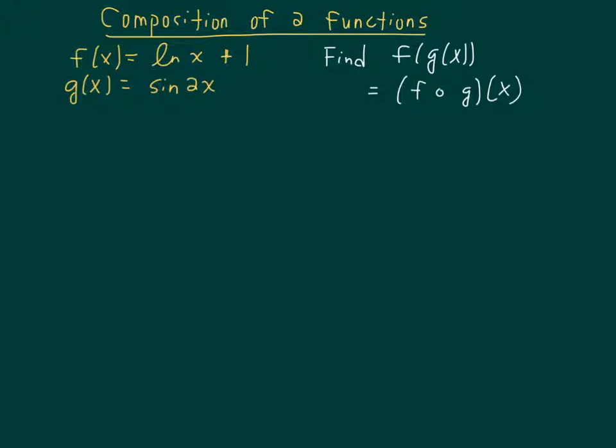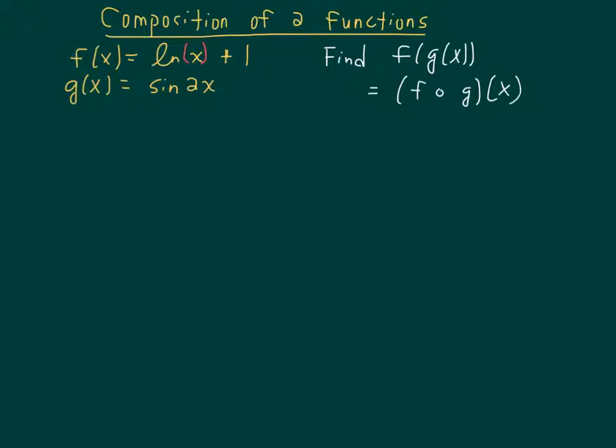Okay, quick review of the composition of two functions. Suppose we're looking at two functions, f of x, which we'll define as ln of x plus 1. Understand here that we're only taking the natural log of x and we're adding 1. And then g of x is defined as the sine of 2x. Suppose we wish to find f of g of x.